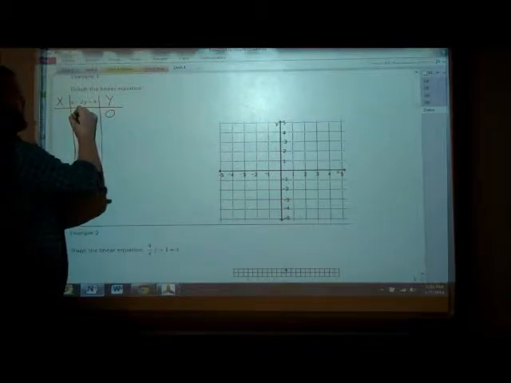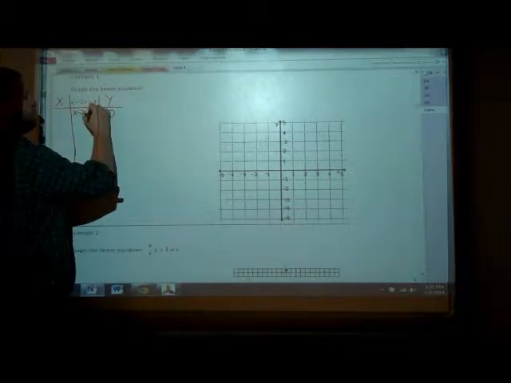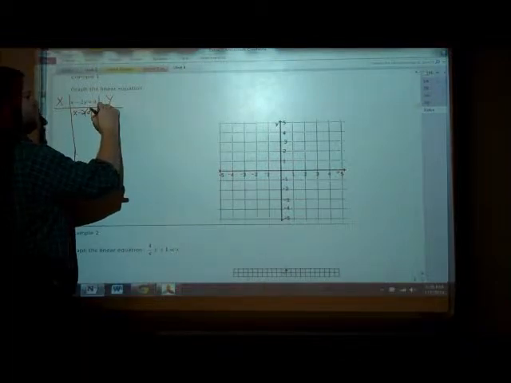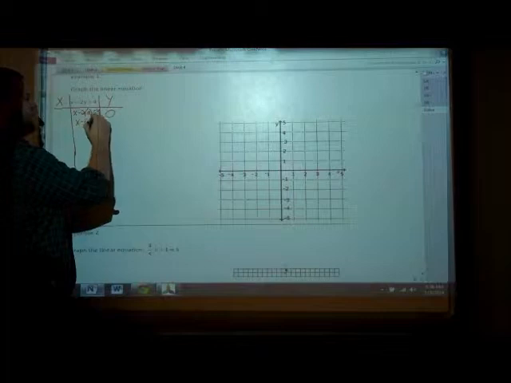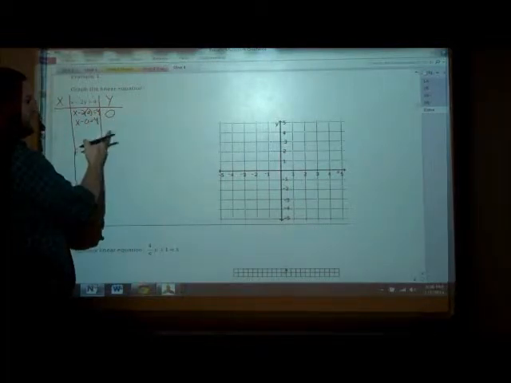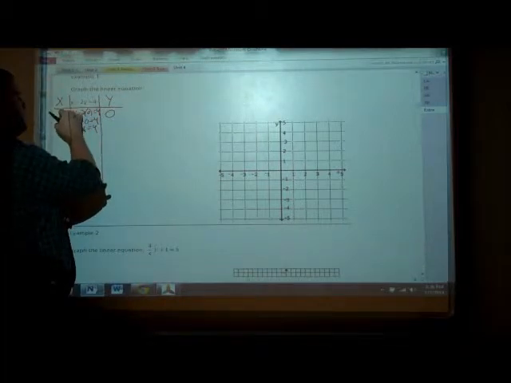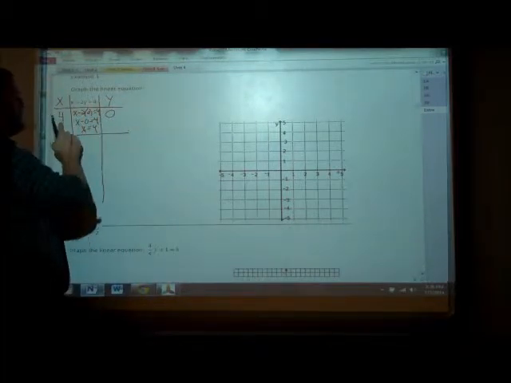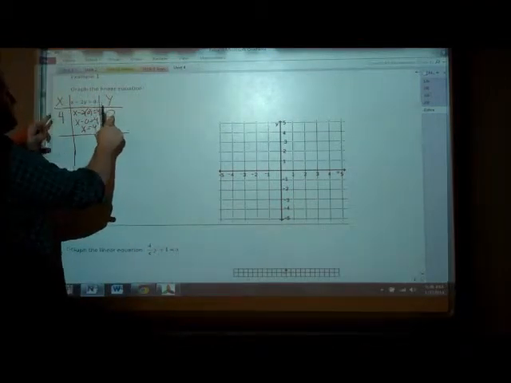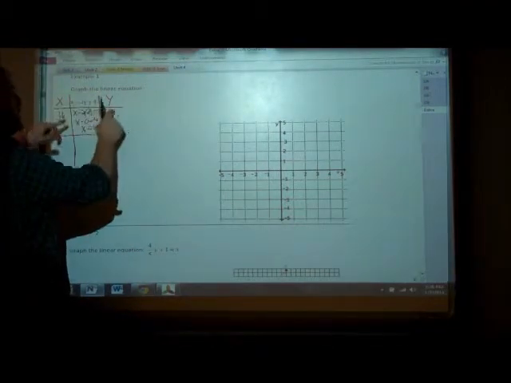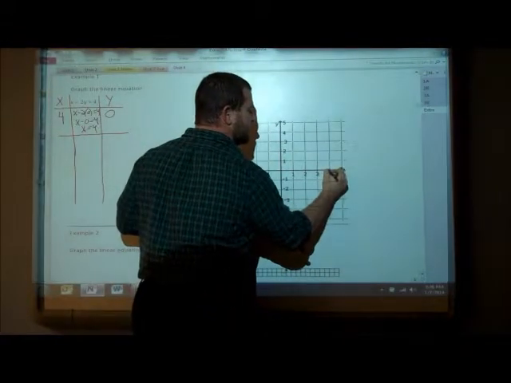So now I substitute. x minus 2, so instead of writing y, I write 0, equals 4. Well, that really becomes x minus 0 equals 4. And x minus 0 is just x, so therefore x equals 4. And now I have my first point, 4 and 0. Now remember, this is the set of points that makes it true. So I can go ahead and put it on my line. 4, 0 will be right there.